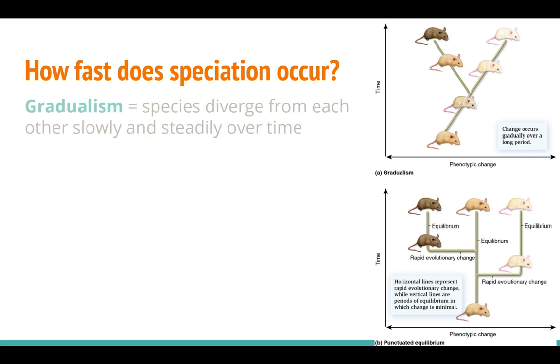Some people thought that it happened pretty gradually, a little bit at a time. Species diverge slowly and steadily over time. The example in these graphs is showing color change in mice. And here you can see as we move up this top graph, the mice gradually get lighter to the right and gradually get darker to the left, but it's an incremental change, little by little. Like each generation, they get a little bit darker or a little bit lighter. It's a pretty slow and steady progression. That school of thought is called gradualism, that this process is slowly, gradually, constantly happening.